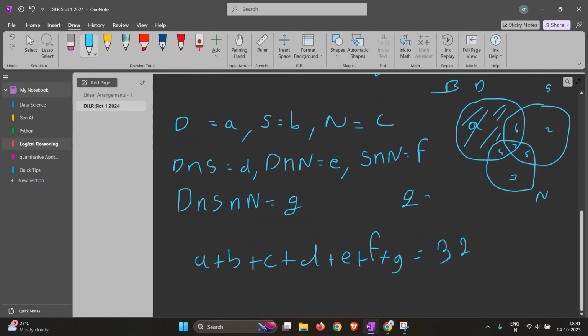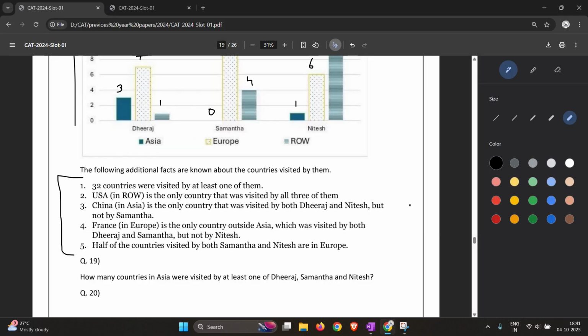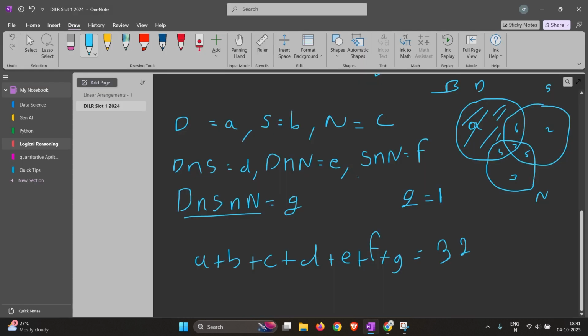So now we know G equals 1, because G is the set of countries that were visited by all 3 of them, and that is 1, which is in rest of the world, the country USA. China in Asia is the only country that was visited by both Dheeraj and Nitish, but not Samantha. So D and N equals E, so E also equals 1. G also equals 1 and E also equals 1.